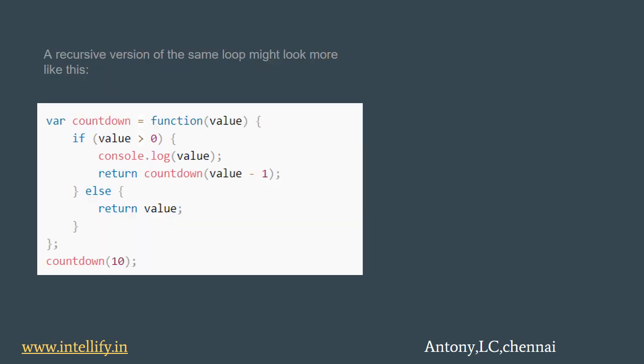So the recursive version of the same loop will look more like this. See here, countdown is equal to function. The parameter is passed as value. If value is greater than 0, we'll print in console log the value. Return countdown value minus 1, else return false. So the countdown is defined as 10 here. Until it goes to 10, the function will keep repeating its job. It will keep on returning the value, that is from minus 1, 0, 1, 2, 3, 4, 5, 6 until 10. It will go on looping. This is what recursion is used for. So we can write within the function, and we can also write outside the function. This is where recursion is very useful for us.